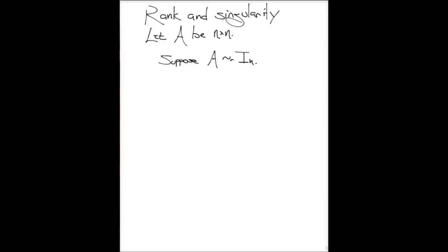Let's suppose momentarily that A is row equivalent to the n by n identity matrix. It may not be, but let's suppose it is. If it is row equivalent to the n by n identity matrix, then we showed in the last video that since it's row equivalent, it's equivalent, and therefore their ranks are the same. And therefore, if A is row equivalent to the identity matrix, then the rank of A is equal to the rank of the identity matrix, and the rank of the identity matrix is n.